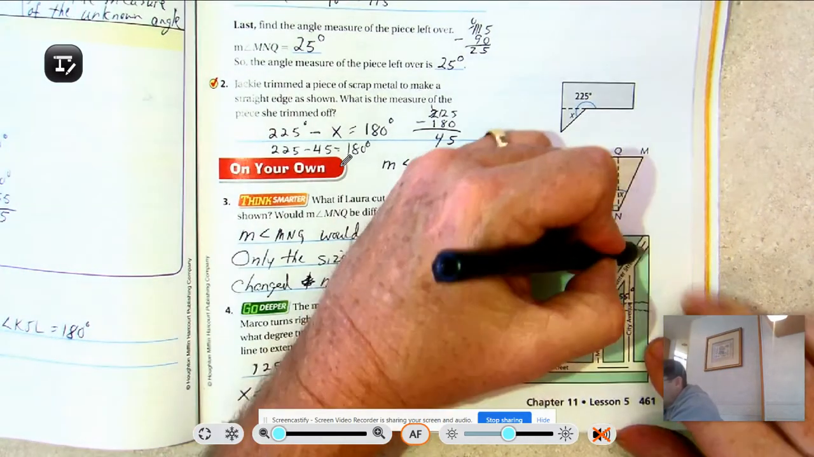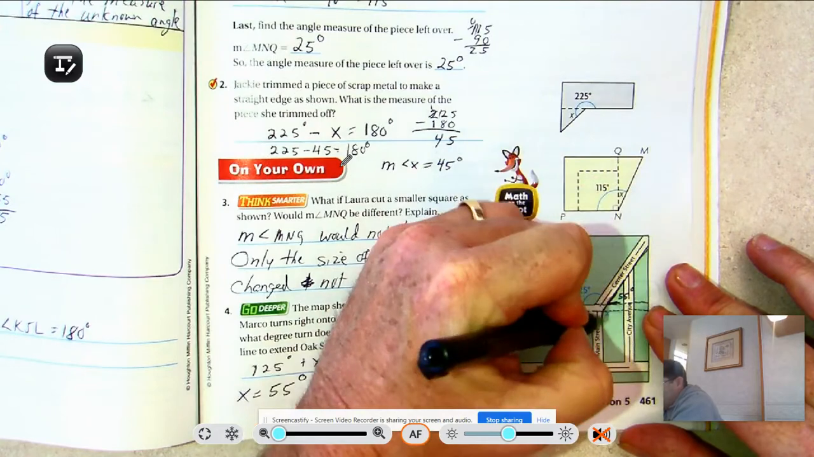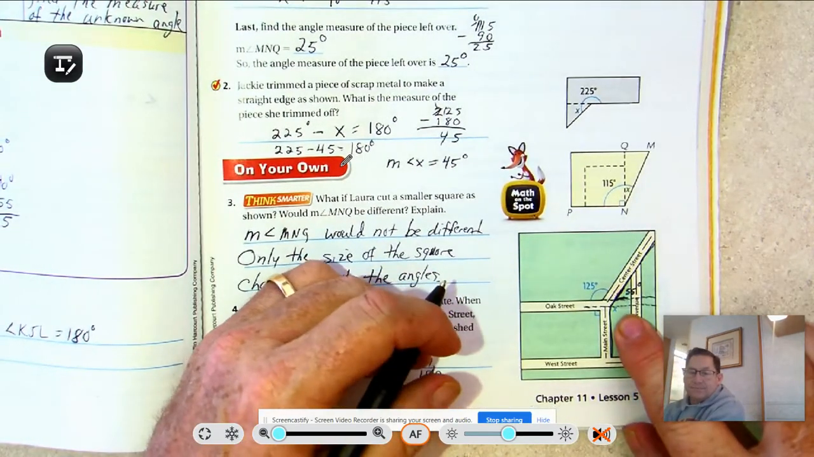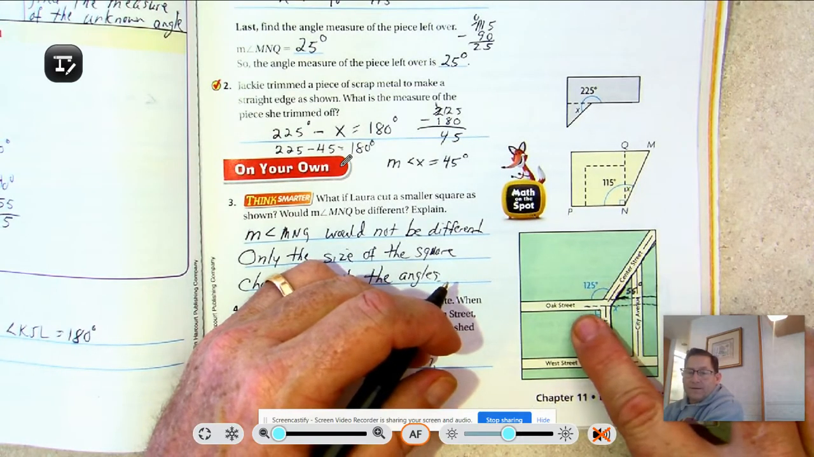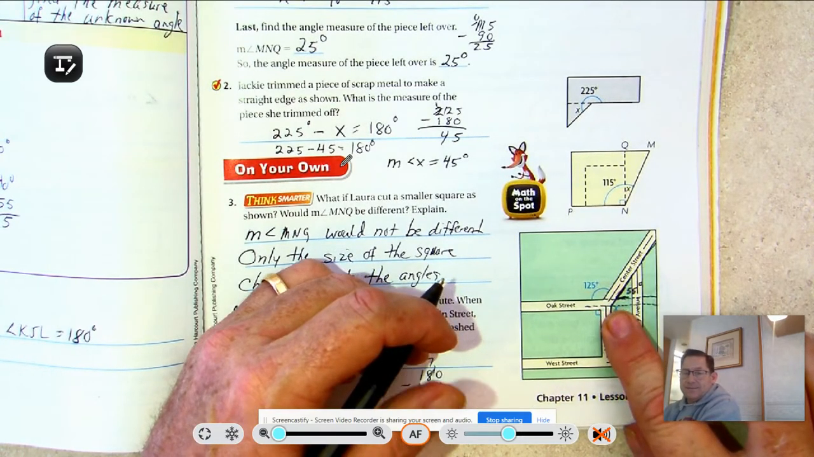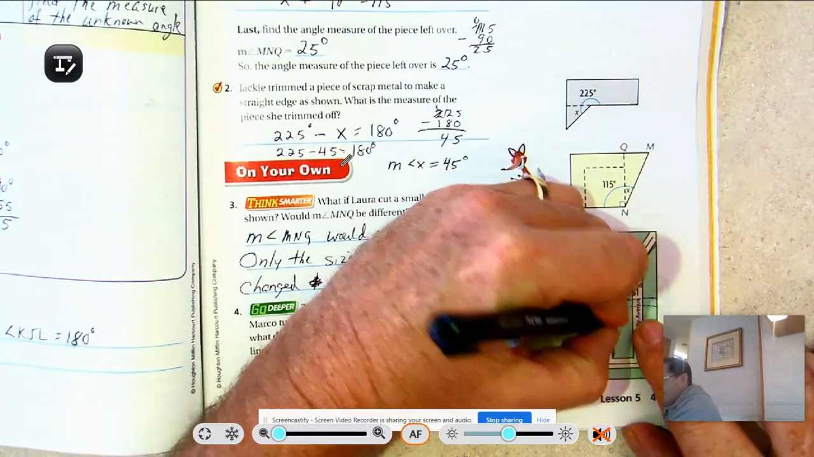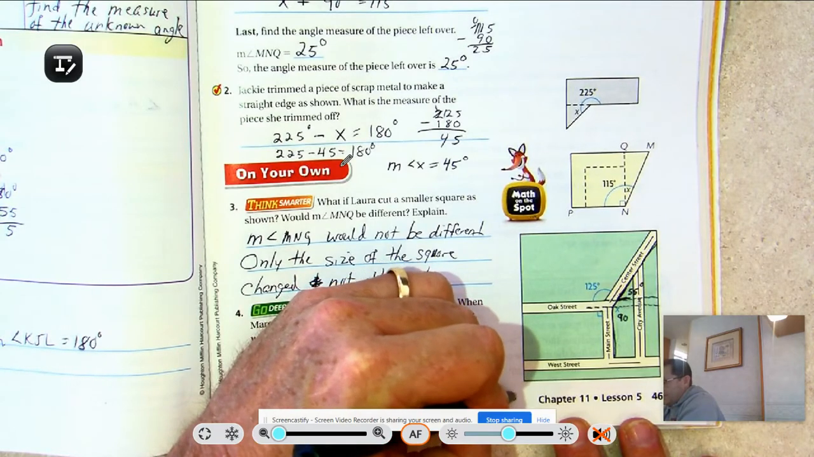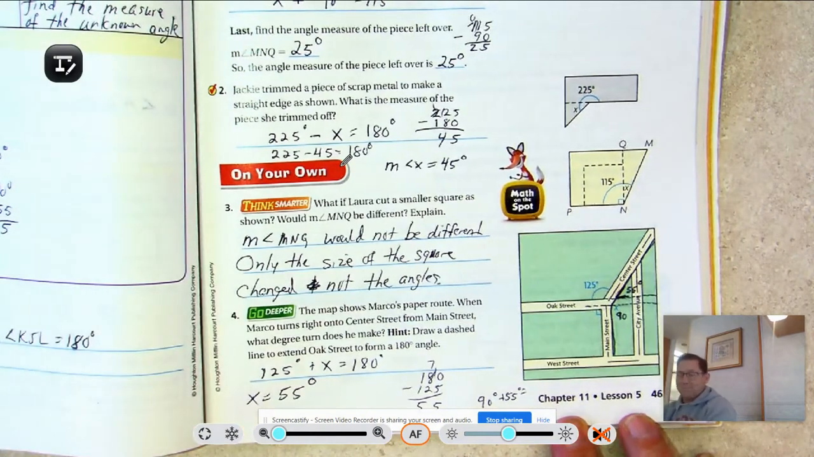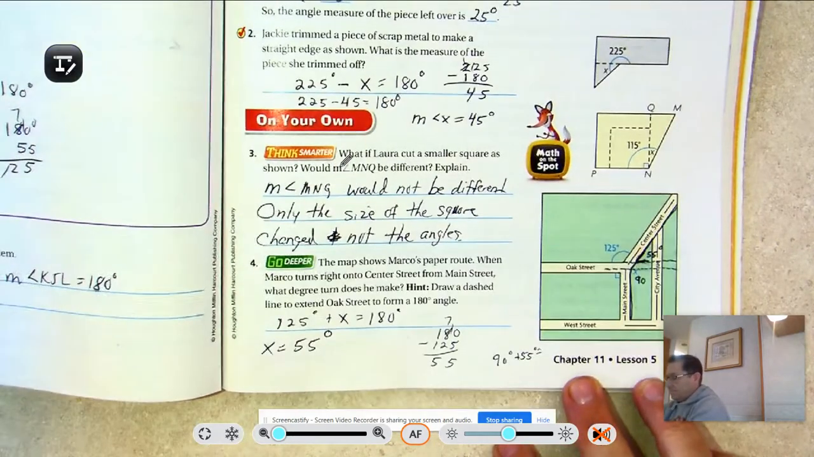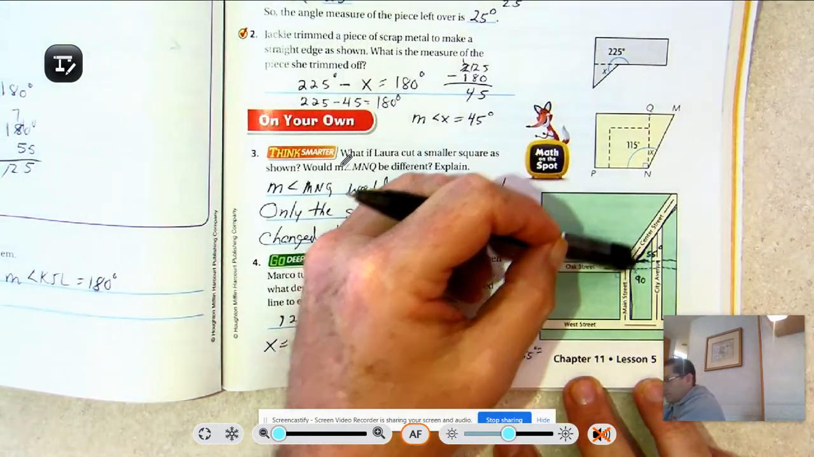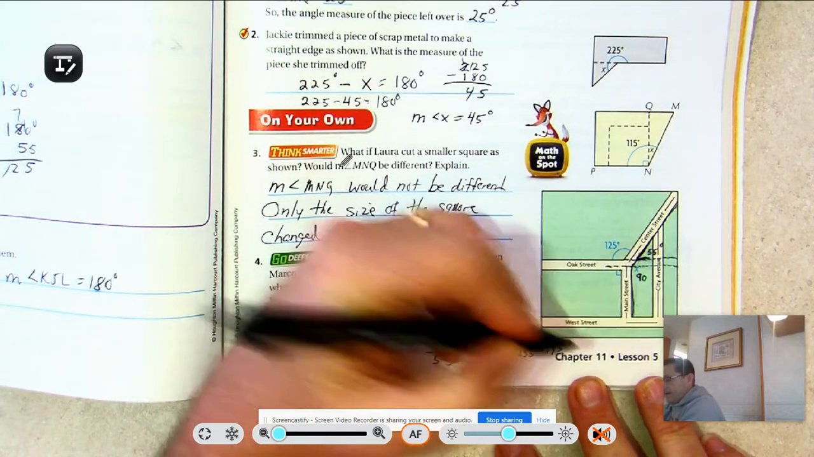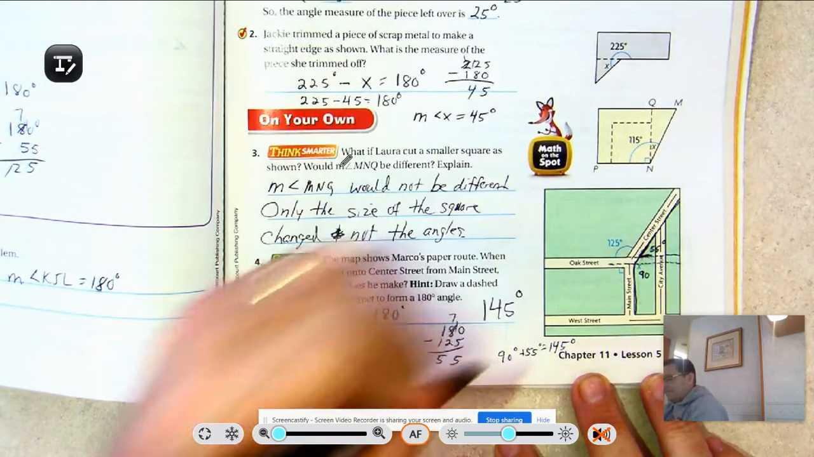But they want to know what the whole angle is, okay? Well, what is x? Well, if this is 90, then this is also 90. So now let's go 90 plus 55. So a 90-degree angle plus a 55-degree angle would be 145 degrees. All right.